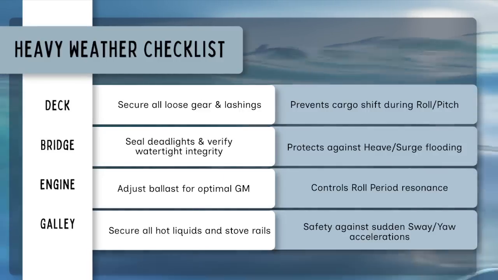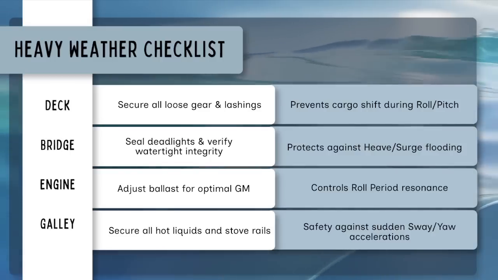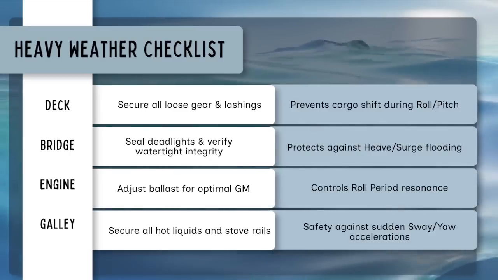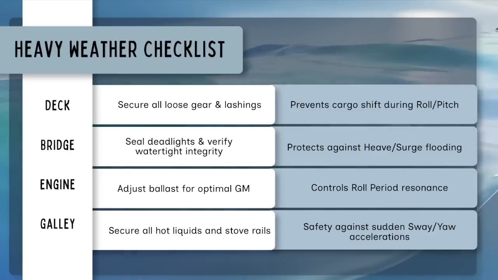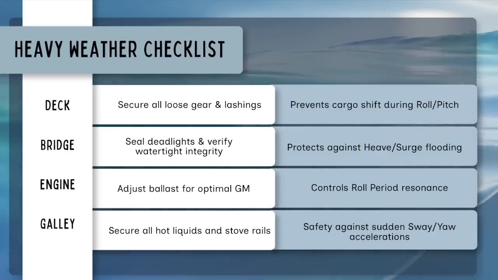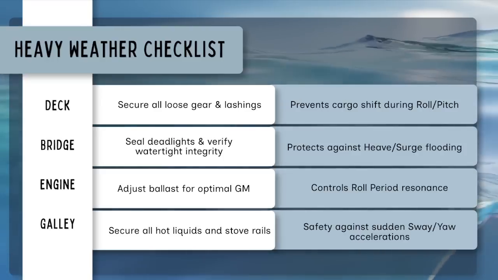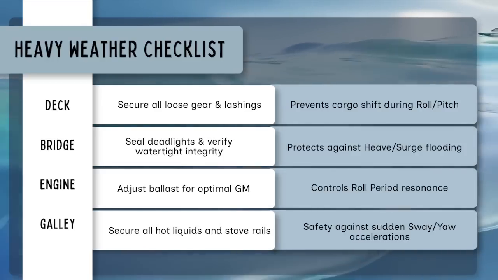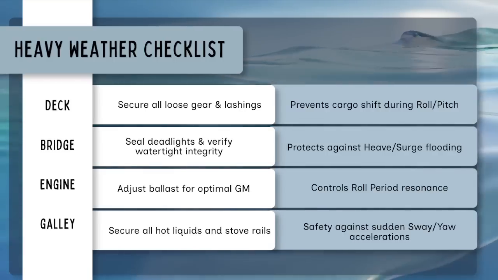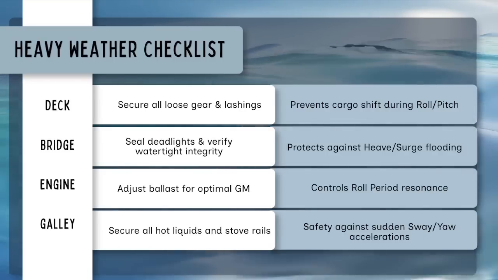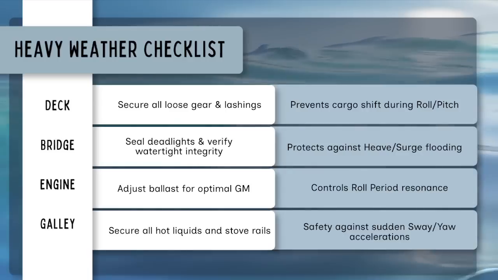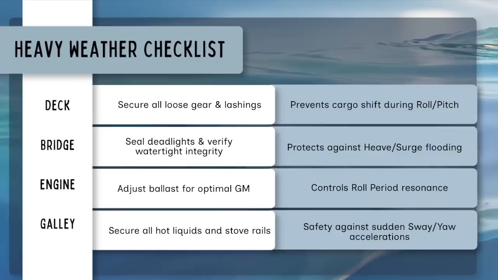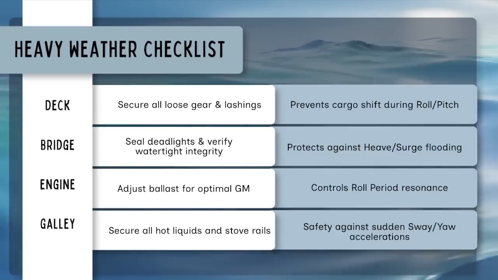And then in the engine, they need to adjust the ballast for optimal GM. This one will control roll period resonance. And for the galley, secure all hot liquids and stove rails. This guards against sudden sway, yaw, and accelerations.